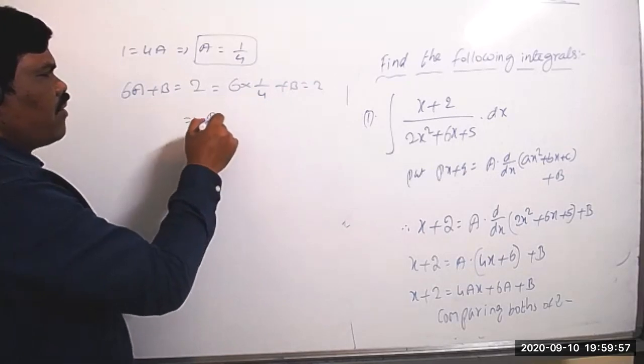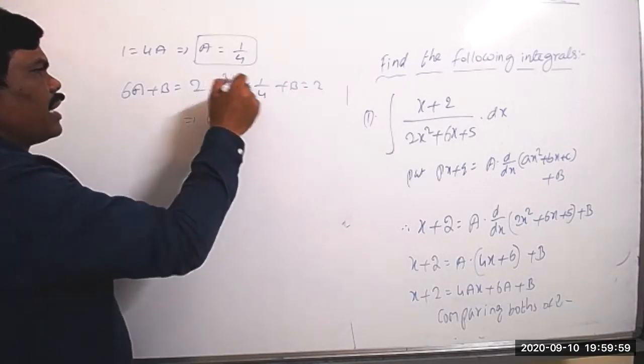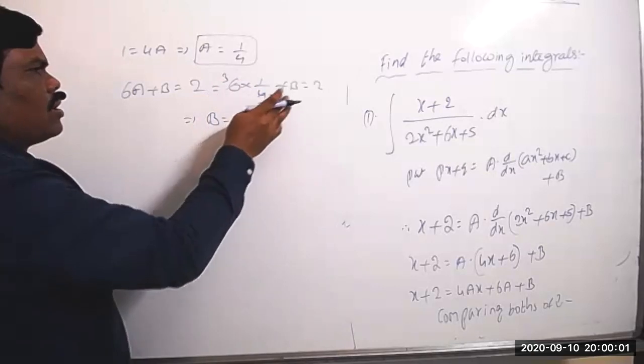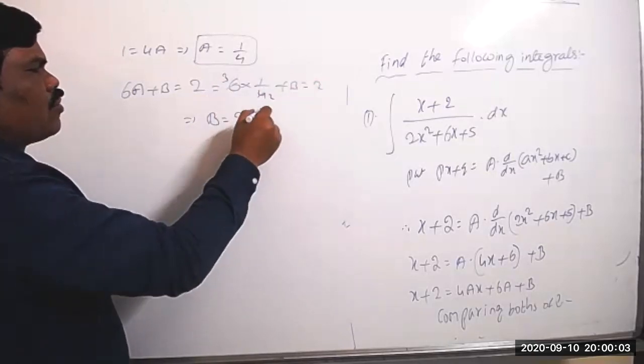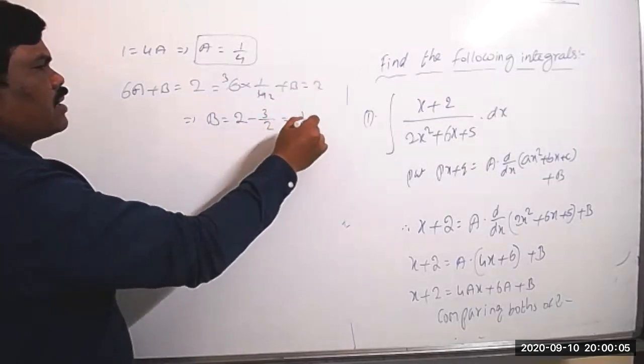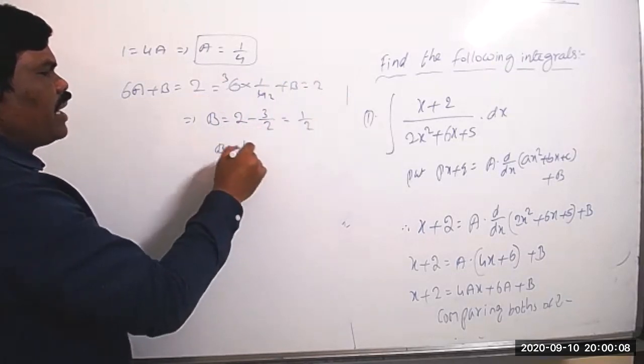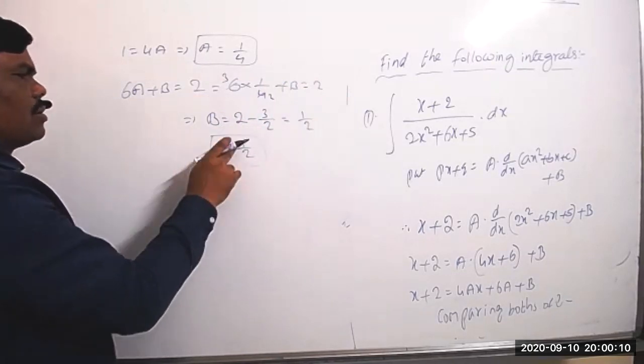So that implies the value of b equals the second term, 3 by 2. So 2 minus 3 by 2 is clearly 1 by 2. So the value of b equals how much? 1 by 2, we got.